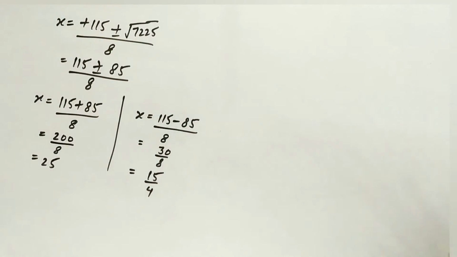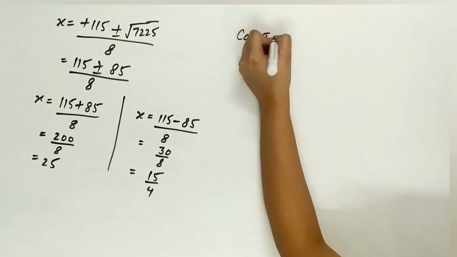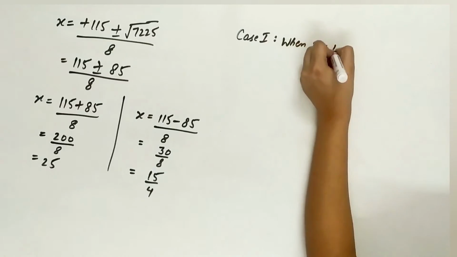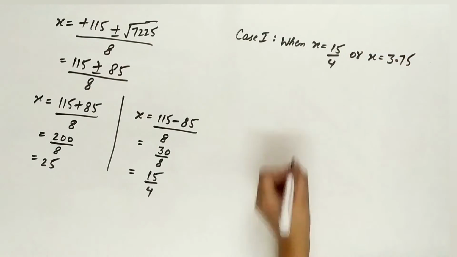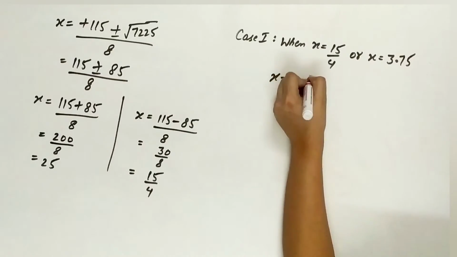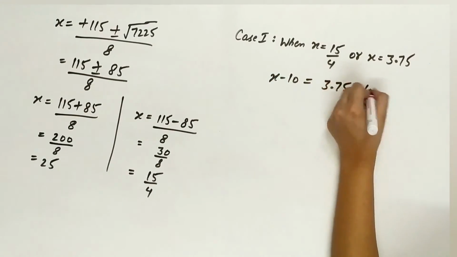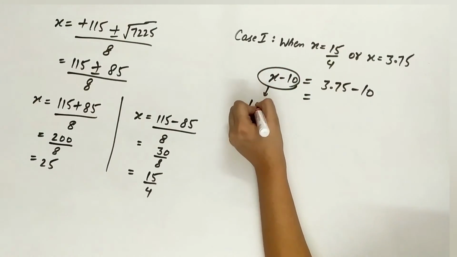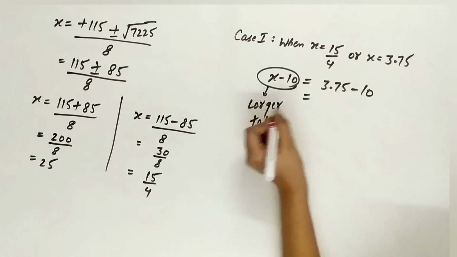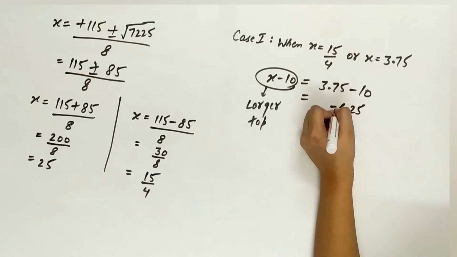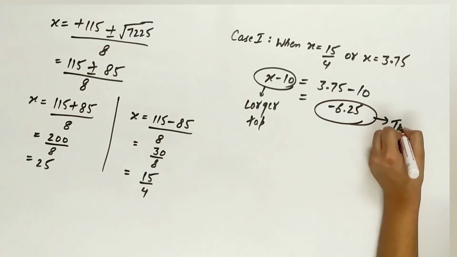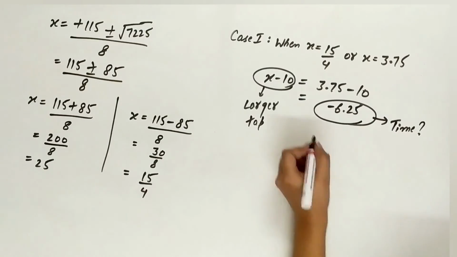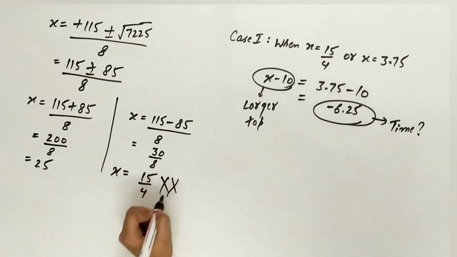Remember, x is the time taken by the smaller tap to fill the tank. So case 1: when x is 15 by 4, or x is equal to 3.75, x minus 10 will be 3.75 minus 10. Now x minus 10 is the time taken by the larger tap. 3.75 minus 10 is minus 6.25. Can hour or time be negative? No. So x won't be 15 by 4.